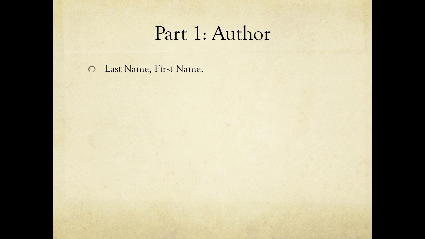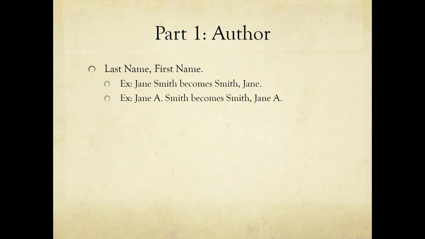So, for instance, if their name was Jane Smith, you would just put Smith, comma, space, Jane, period. If it was Jane A. Smith, you would put Smith, comma, space, Jane, space, A, period. And that's all you need. Now, if you've got 2 authors, first of all, don't change the order.